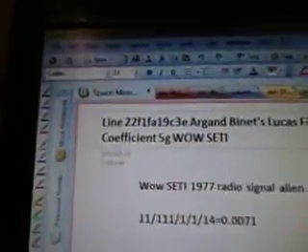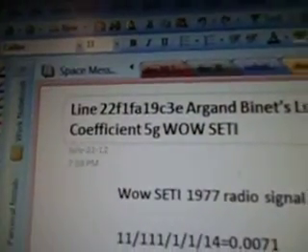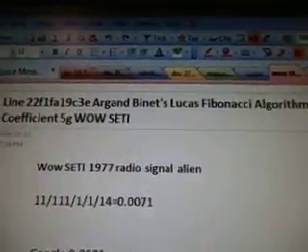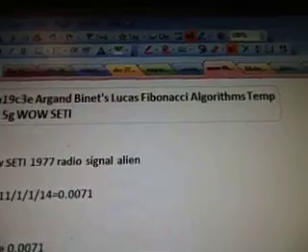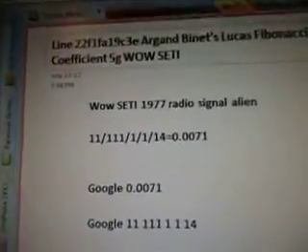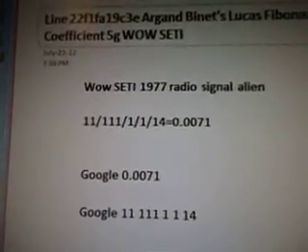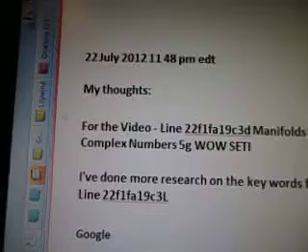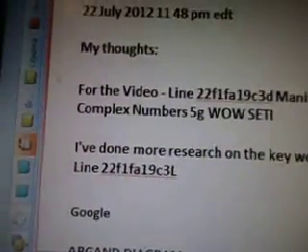Okay, we're at part 284C3E. Line 22f1fa19c3e: Argand, Binet's, Lucas, Fibonacci, algorithms, temp coefficient, 5G, Wow SETI. Here's the alien radio signal from Wow SETI, and that's the numbers we Googled. And July 22nd is when I was doing the work on this. It's now August 27th, which is almost a month after.